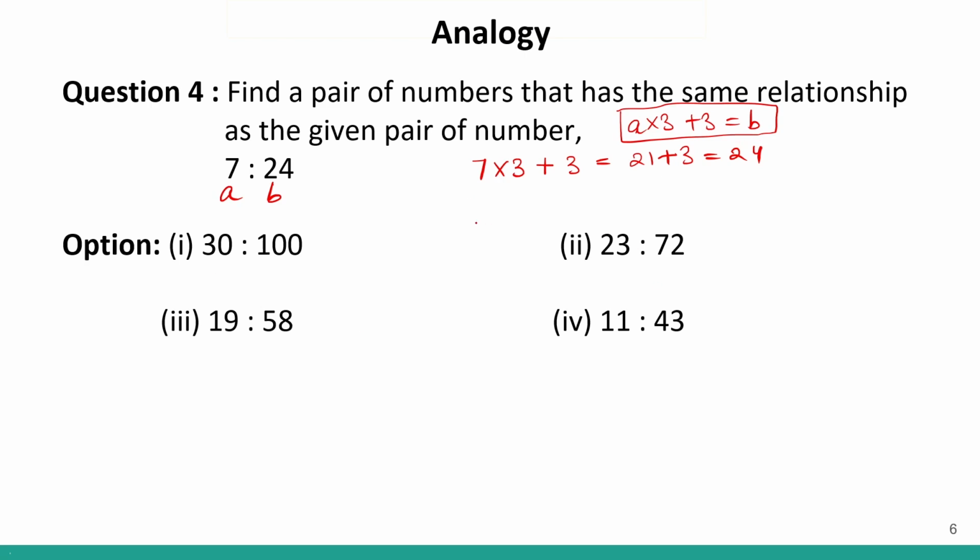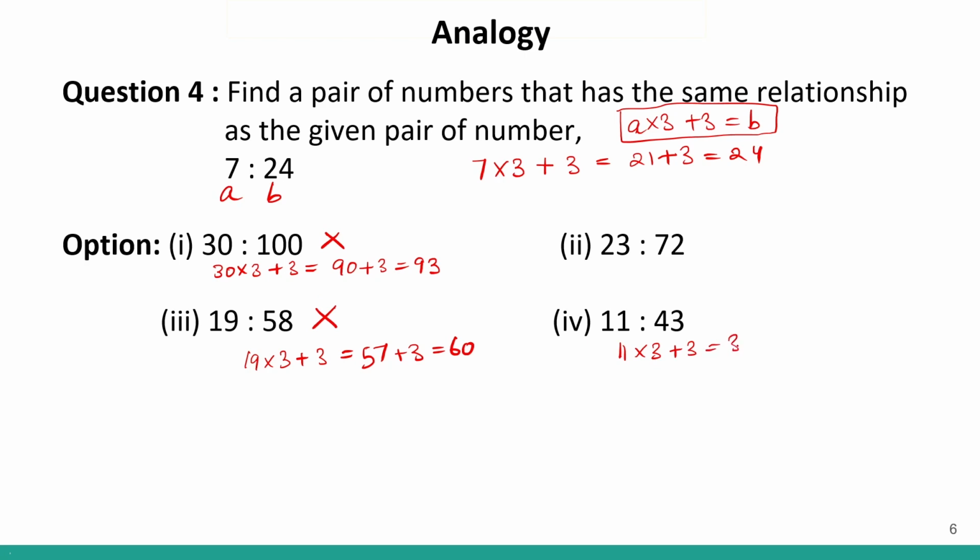Now let us check for the options. So 30 into 3 plus 3. 30 into 3 will be 90, plus 3 will give me 93. So not the correct answer. Option number 3, 19 into 3 plus 3. So 3 9s is 27, 2 will be carried. 3 into 1 is 3, plus 2, 5, so 57 plus 3 will be 60. So not correct. 11 into 3 plus 3. So it will be 33 plus 3, that is 36.